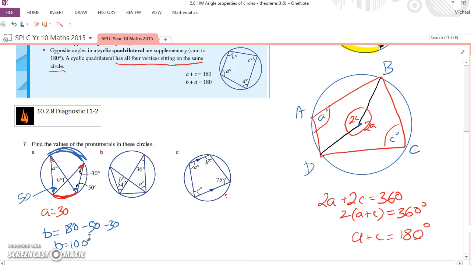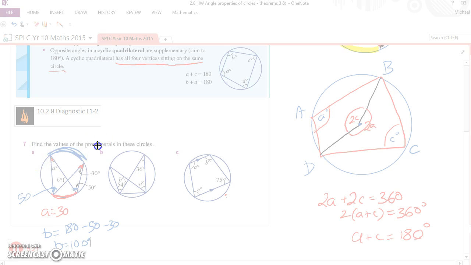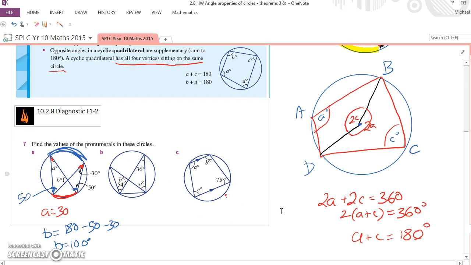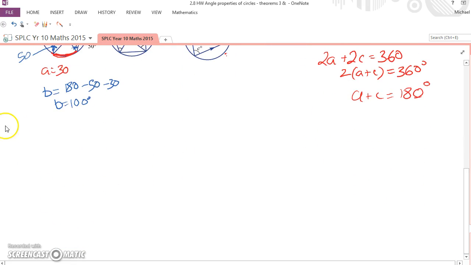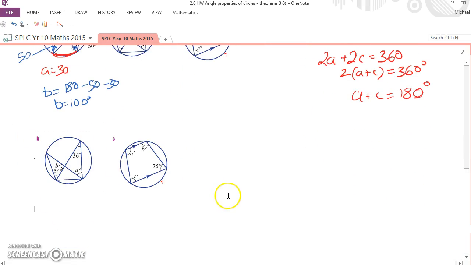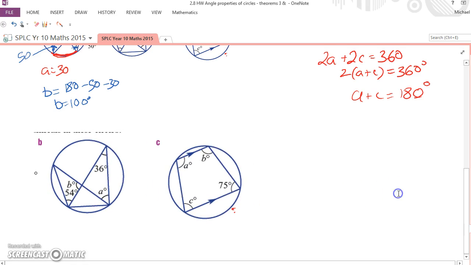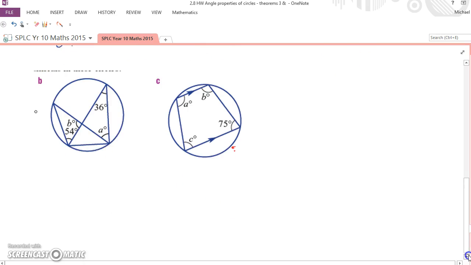Not so bad. I'm just going to cut this out and see if I can move these last two a bit further down. Give us a bit more room for our working. Now it might even let me resize them. I wanted to. Yay. Alright, let's go ahead and see if we can have a go at B and then C.